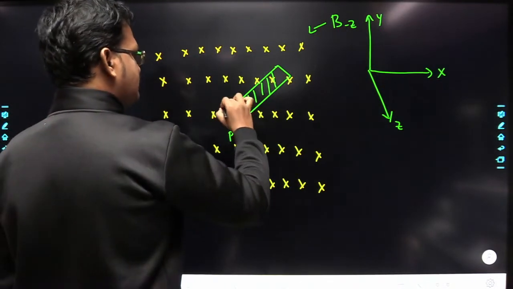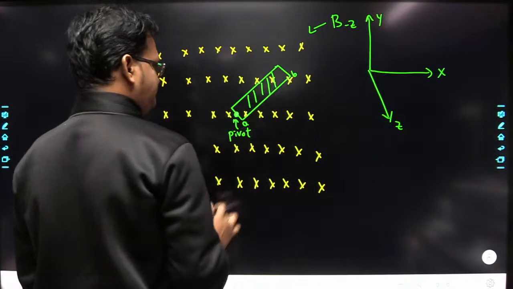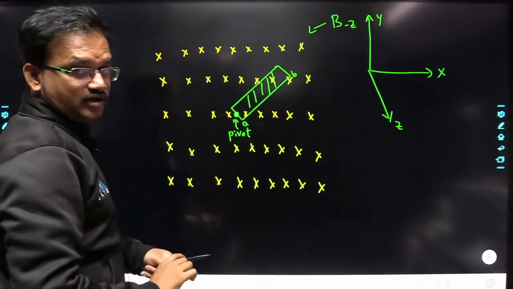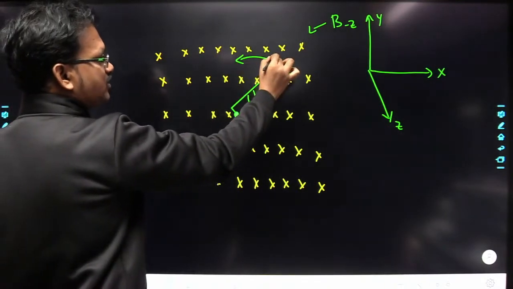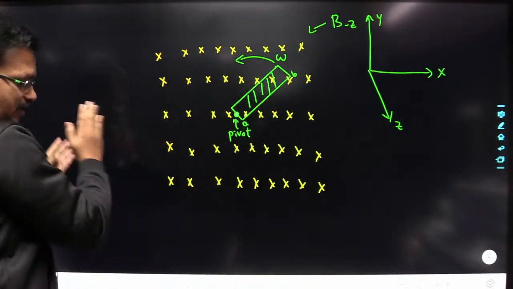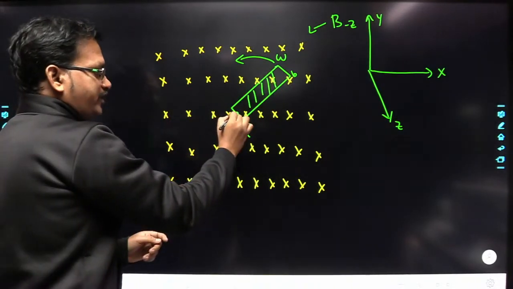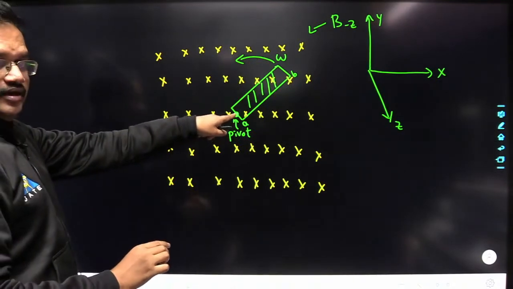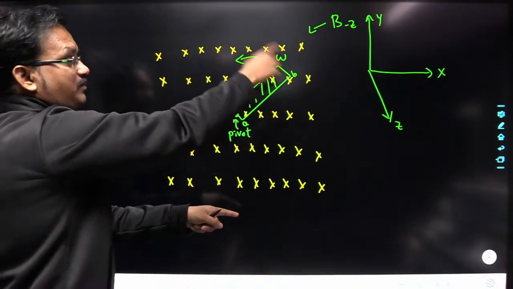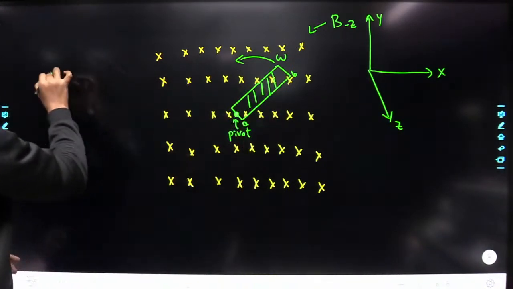Now this point I am considering as A, and this point as B. This conducting bar is revolving in this B field with an angular velocity omega. Previously we took the conducting bar moving like this. Now it is revolving about this point, which is called the pivot point. It is hanging here, fixed at this location. Then you have to determine VAB.